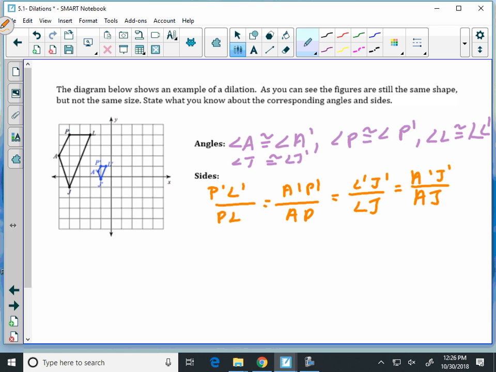So if we take a look at P prime L prime, because those are my flat sides, that's easy to find. The distance of P prime L prime is 0.5, and the distance of PL is 2. When you simplify that, that means it's 1/4. So this side is 1/4. When you make that ratio, this one will be 1/4, and that one will be 1/4 when you put all the distances into a fraction. That's what it means to be proportional. Fractions will be the same. Questions?